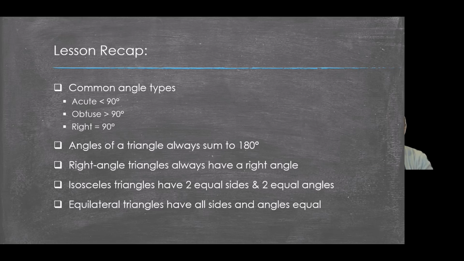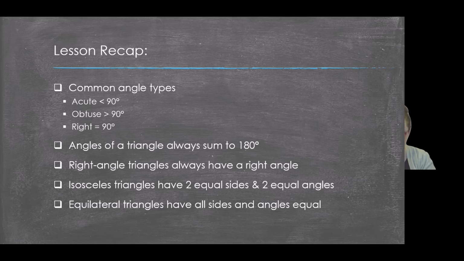So quick lesson recap, there are 3 common types of angles. So you have acute angles that are less than 90, obtuse angles which are greater than 90, also less than 180, I didn't throw that in there. You have a right angle, which is exactly 90 degrees.